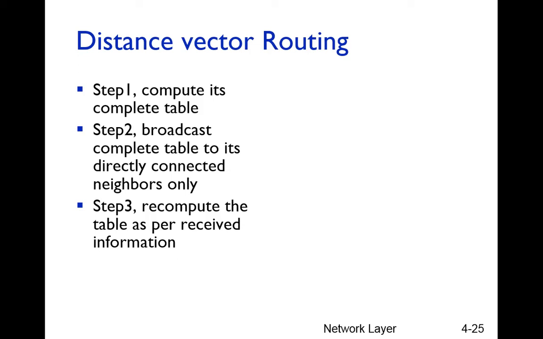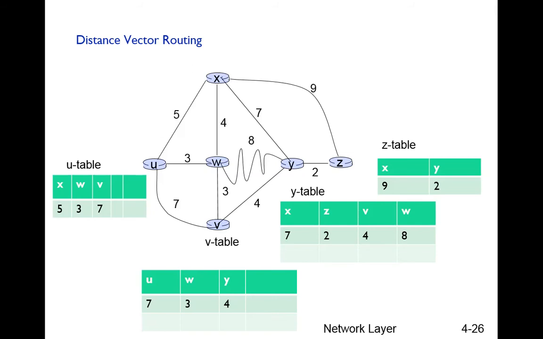So basically in step 1, each node computes its complete table. Whatever information is available, a complete forwarding table is computed. How does it work? Let's see it.